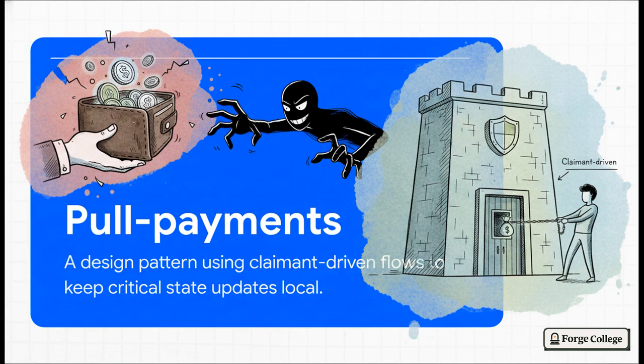Instead of pushing funds outward to users, which forces your contract to handle their potential failures or their malicious fallback functions, you migrate to a claimant-driven flow. You isolate the interaction in a clearly flagged helper function. Basically, the user has to come and pull their funds out themselves. This keeps all your critical state updates local and secure, which drastically shrinks your attack surface.